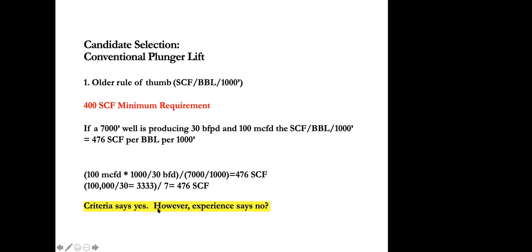However, in my experience, and if you ask a lot of people that have run plunger lift or currently service plunger lift, there are not many wells out there, especially if that fluid is all water, where you're going to be able to lift 30 barrels of fluid from 7,000 feet with only 100 MCF a day. So that's an example of a gap that older calculation can leave. We still use it, and I still give that result to people when they send a candidate. But again, it's not as utilized a tool as it used to be.